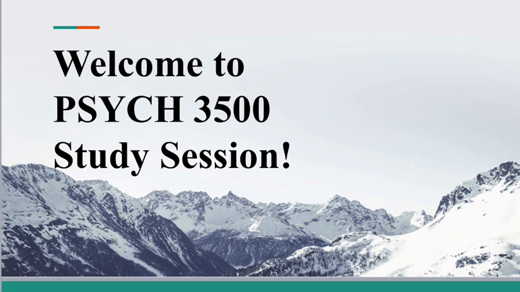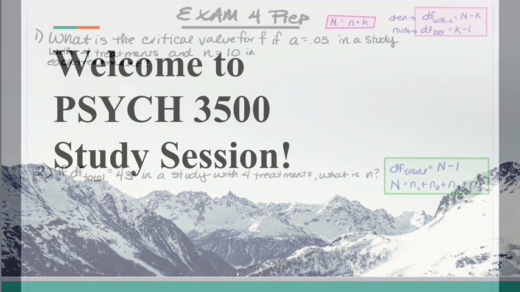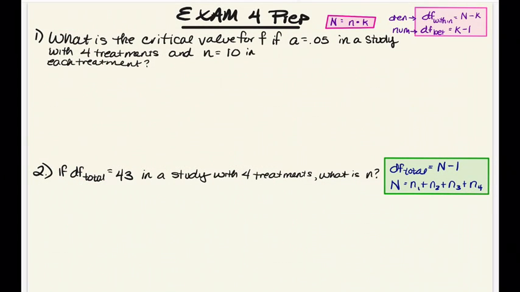Today we're going to be going over some example questions for exam 4 from chapters 12 and 14. Our first question asks for the critical value for F when our alpha level is set at 0.05 in a study with 4 treatments and n equals 10 participants in each treatment.